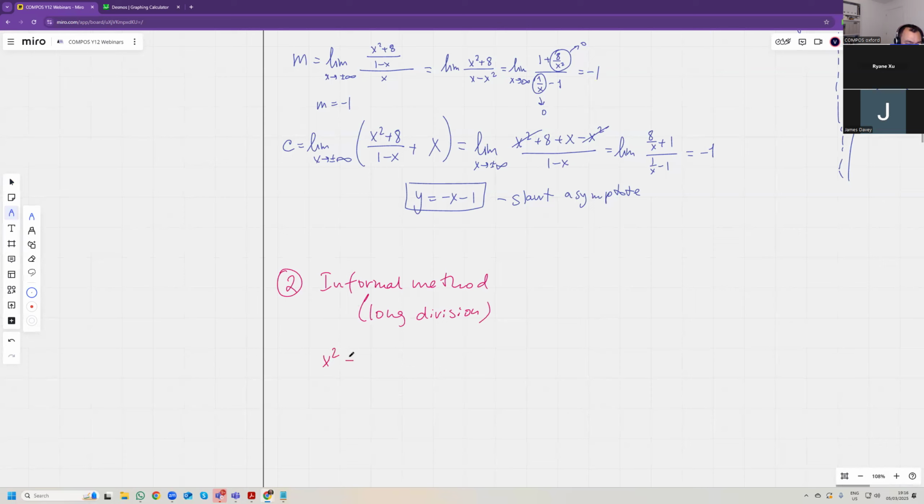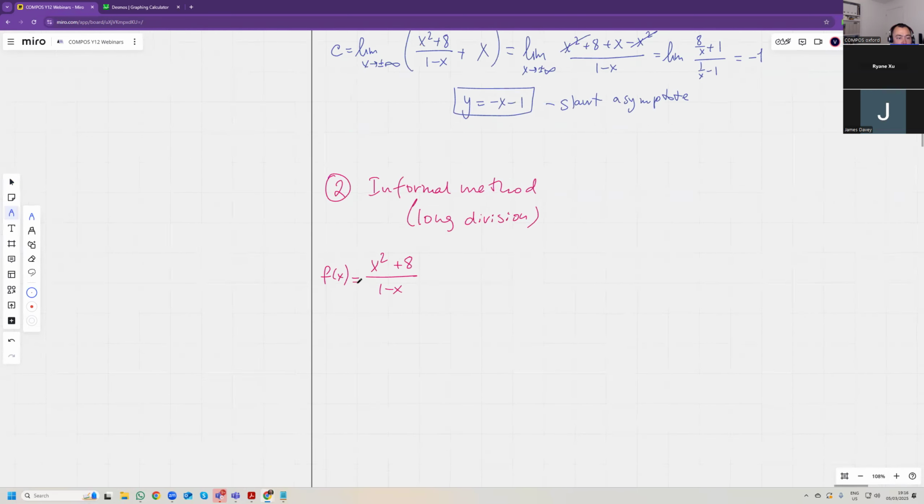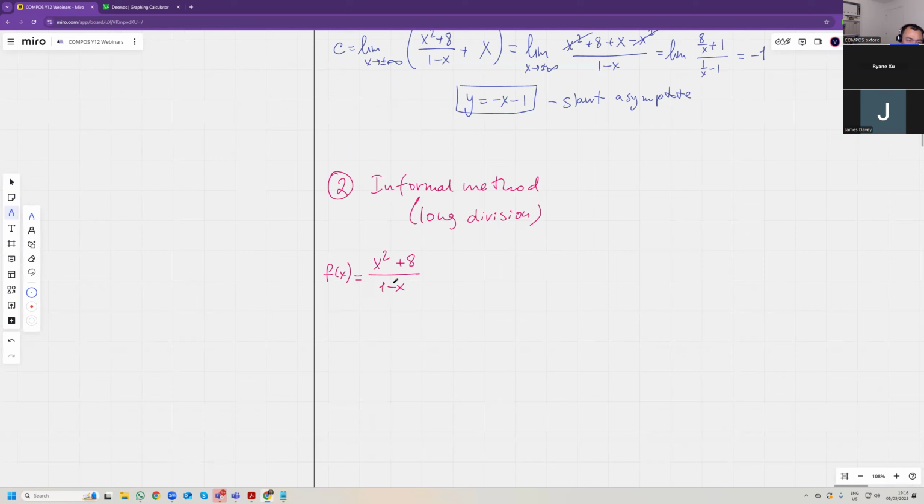So you got x squared plus 8, over 1 minus x, f of x. It's hard to see. Like you can do just long division. Yes, you can divide the top by the bottom. It's fairly straightforward. Okay, so let's do that. So 1 minus x, and you have x squared plus 0x plus 8.